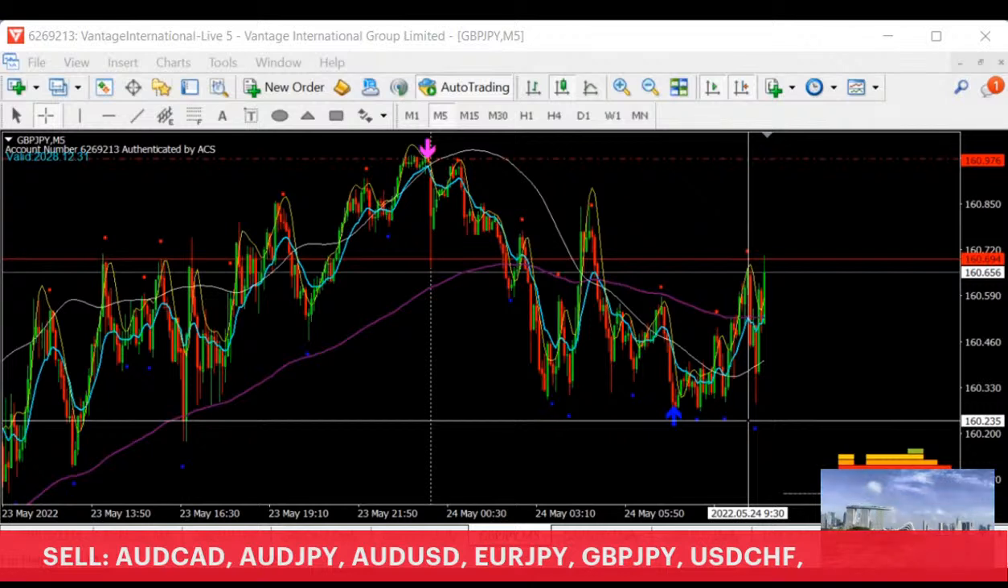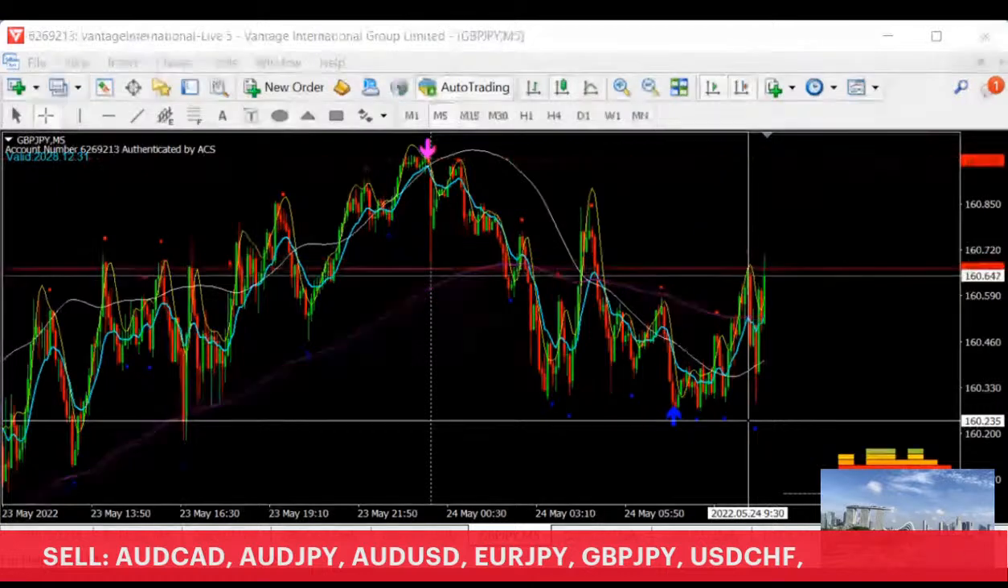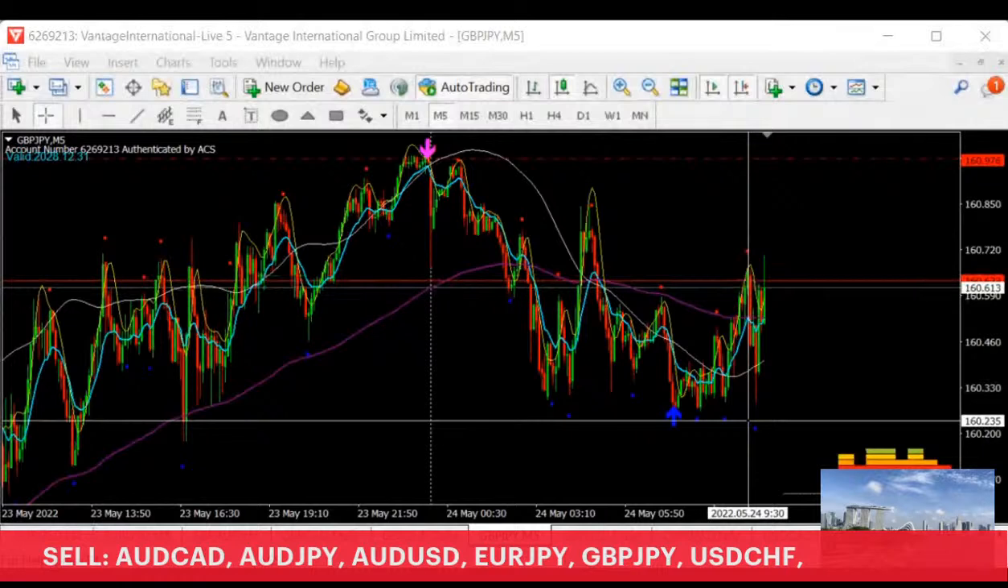Okay, so yeah, let us take a look. Now pound yen. Tentatively looking at the situation of this pound yen, we are actually going to wait for it to hit the resistance, which I think is highly possible.